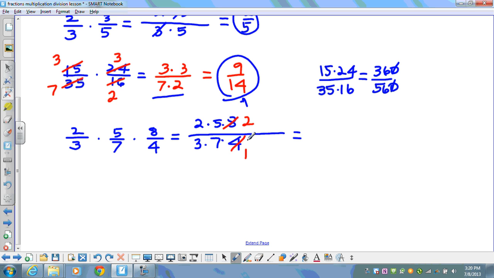And our answer will be 2 times 2 times 5 divided by 3 times 7. So here we have 4 times 5, or 20 over 21.